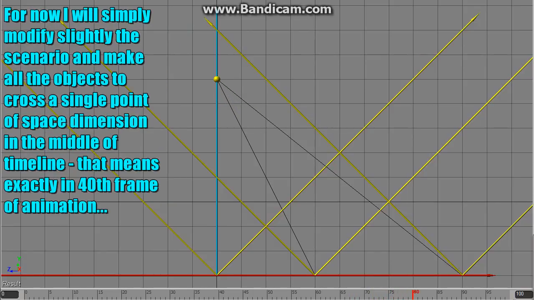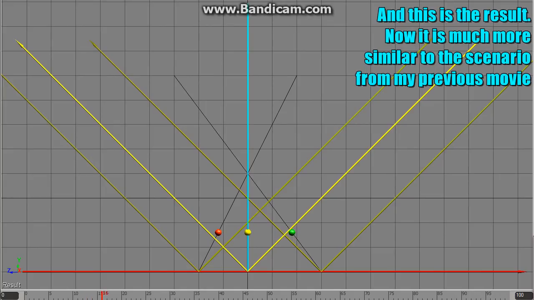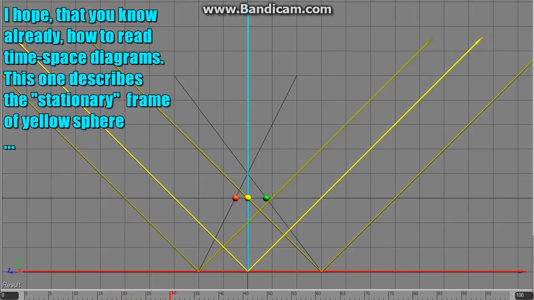For now, I will simply modify the scenario slightly and make all the objects cross a single point of the space dimension in the middle of the timeline. That means exactly in the 40th frame of animation. And this is the result. Now it is much more similar to the scenario from my previous movie. I hope that you know already how to read time-space diagrams.